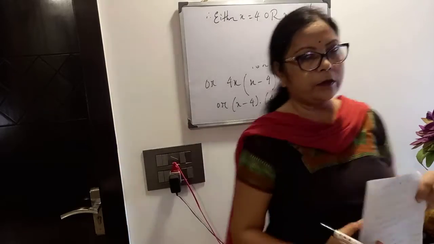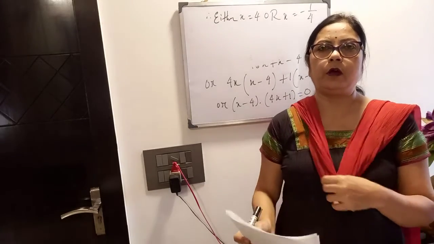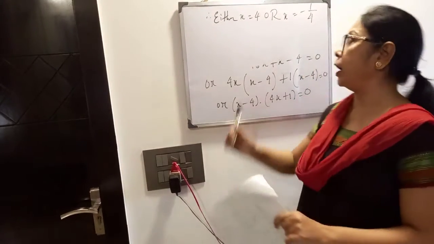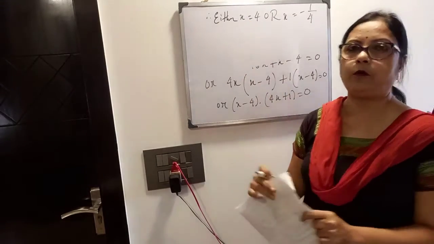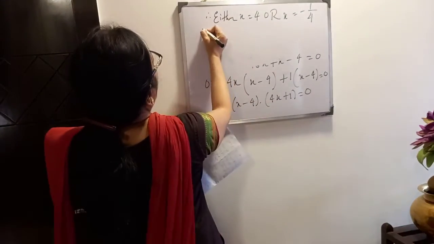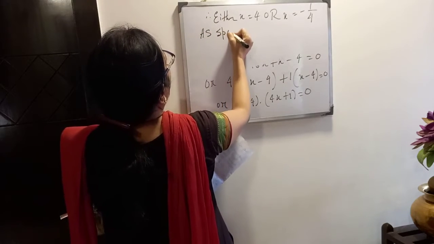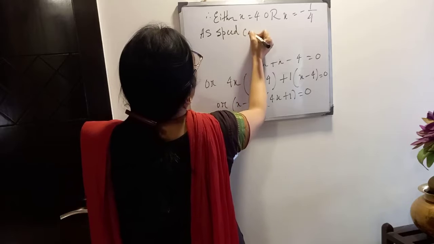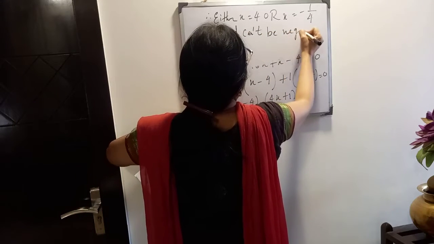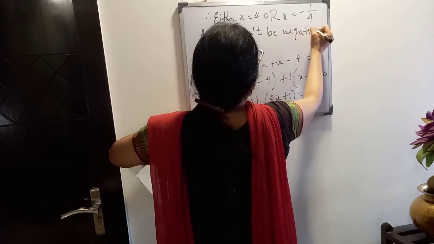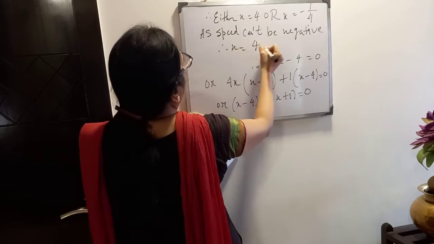What is our x? Our x is speed of boat. As speed of boat cannot be negative, we have to consider this value, and you have to mention it here as speed can't be negative, therefore x equals to 4.